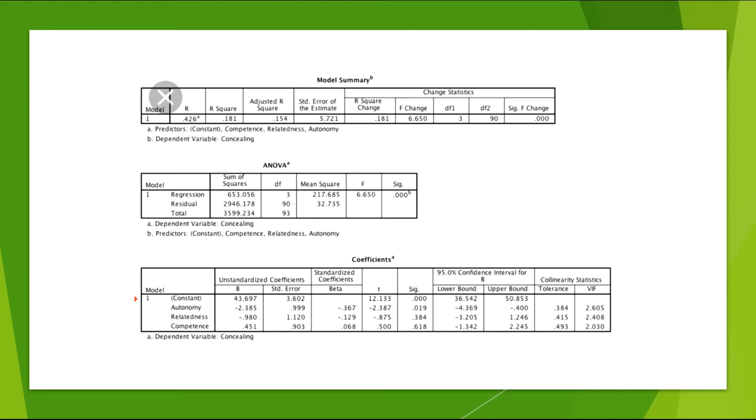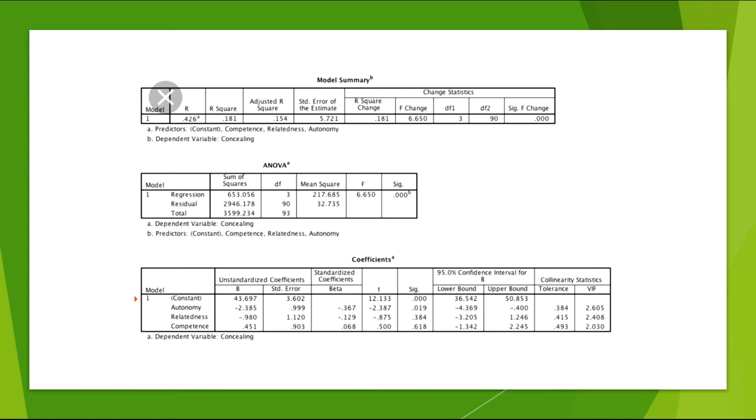Practically you're going to get 4 tables, and the 3 most important tables would be, in sequence, model summary, ANOVA and coefficients. Once you get your model summary, the figure that you have to read is R square. This is the R square of 0.181. What you have to do is multiply this R square by 100%. So you will get 18.1%.